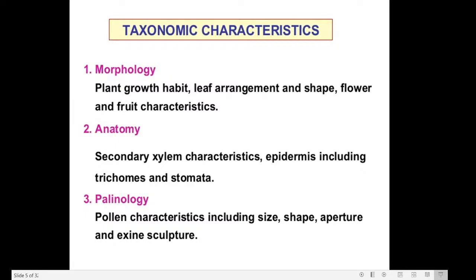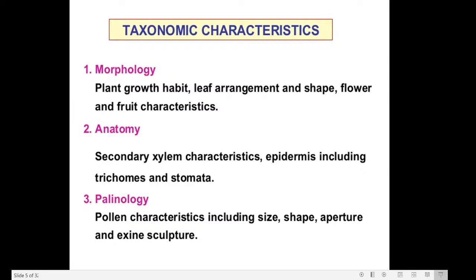Dissect the stem and view the xylem, and from the xylem view they separate and group the plants. And epidermis, including trichome and stomata. How much stomata is there? In dry land plants, they have a low number of open stomata, because they don't need to release water. Some plants have n number of stomata on the leaf surface. Some plants have closed stomata, some have diverged stomata. They classify based on that.